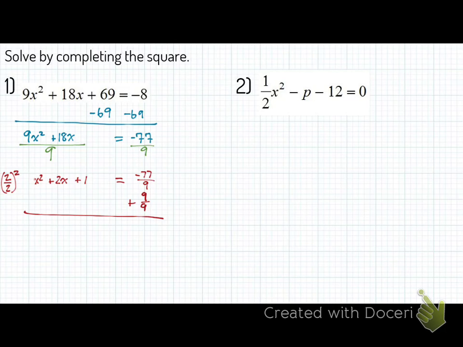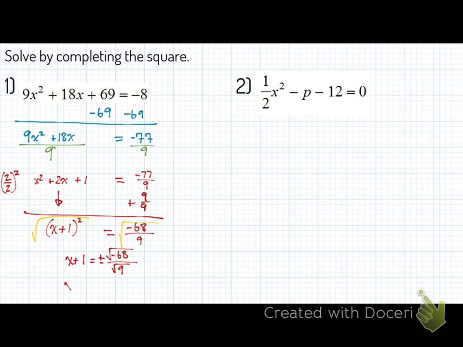Now I'm going to take this left side. This is a perfect square trinomial. I could recognize that's a perfect square trinomial, so it's going to be x plus 1 squared, which is equal to negative 77 plus 9, which is negative 68, all over 9. Take the square root of both sides now. So I'm going to get x plus 1 is equal to the positive and negative square root of negative 68 and the square root of 9.